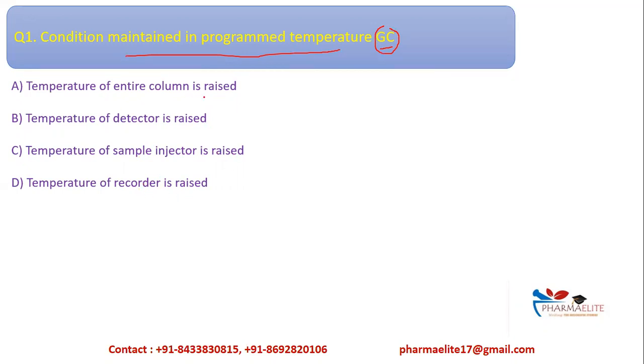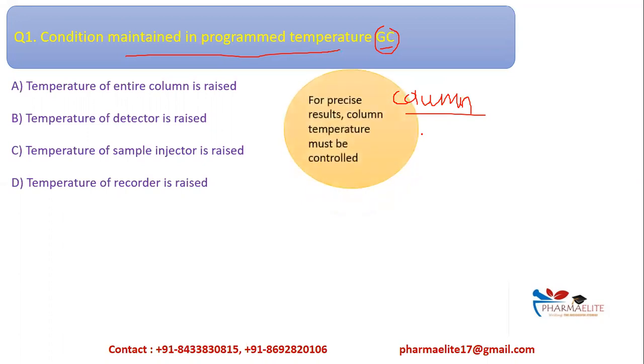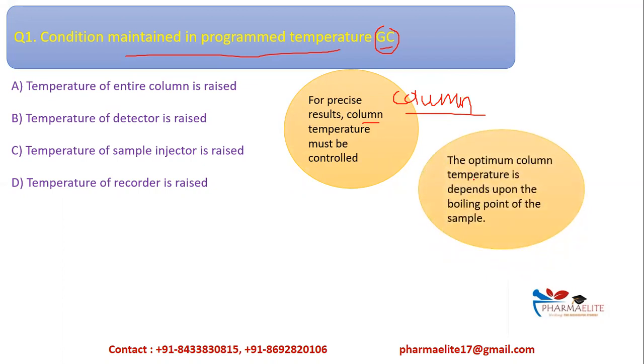One thing which we all know is that in chromatography what is very much important is the column. Everything in chromatography will depend upon the performance of the column, as it is a separation technique. So all the features and outputs of the chromatographic technique will mainly depend on the column. For precise results, column temperature must be controlled. Also, optimum column temperature will depend upon the boiling point of the sample.